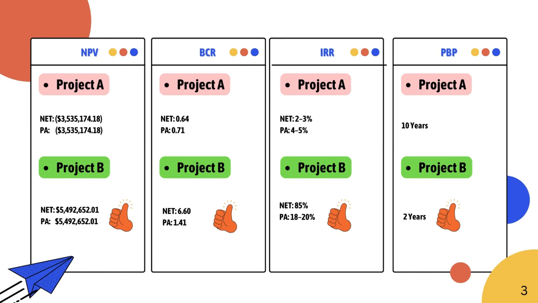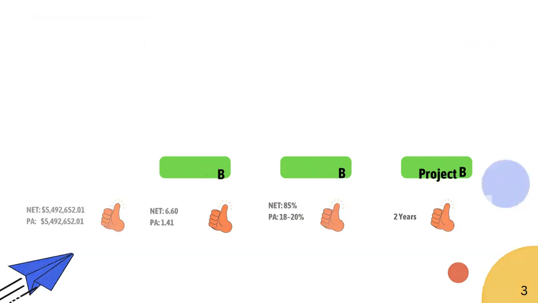In this slide, we compare the financial metrics of Project A and Project B. Project A has a negative NPV of minus $3.54 million, making it financially unviable, whereas Project B has a positive NPV of $5.49 million. Project A's BCR is 0.64, while Project B's BCR is 6.60. Project A's IRR is 2 to 3%, below the required rate, while Project B's IRR is 85%. Project A's PB is 10 years, compared to Project B's 2 years, making Project B the preferable choice.